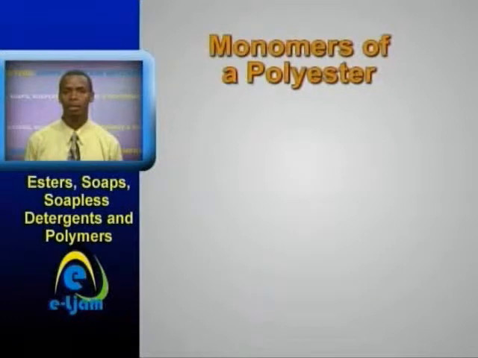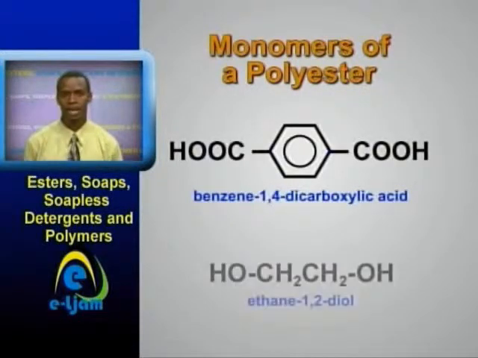Polyethylene terephthalate, or simply polyester, is synthesized by condensation polymerization from two monomers, namely benzene 1,4-dicarboxylic acid, terephthalic acid, and ethane 1,2-diol, also known as ethylene glycol.